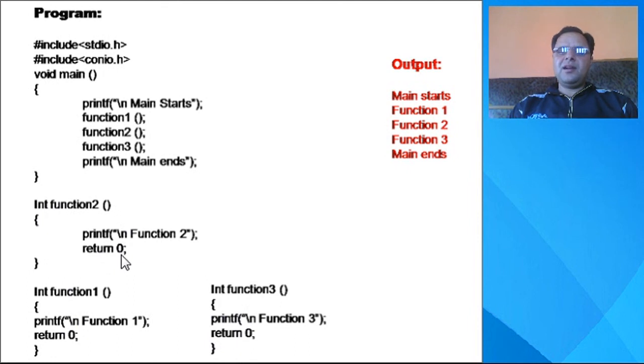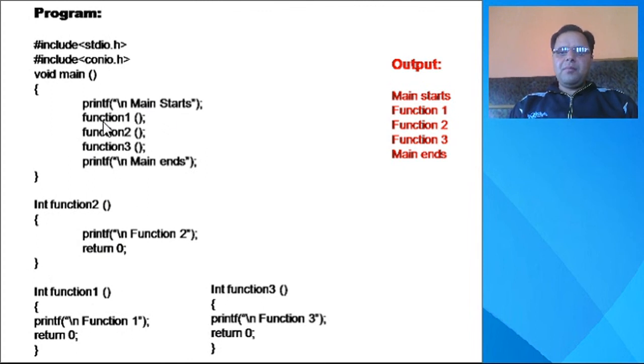It means it will not return anything, it will return 0. Here again it will return 0. This function will print function 2, this will print function 1, and this will print function 3. When the program executes, first main starts will be printed, then function 1 will be called. It does not require the order of the definition of functions. Only the calling of the function decides the order.